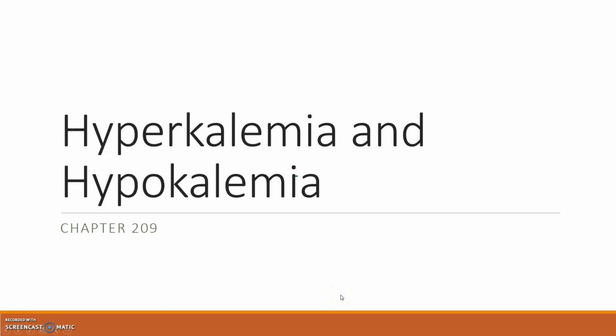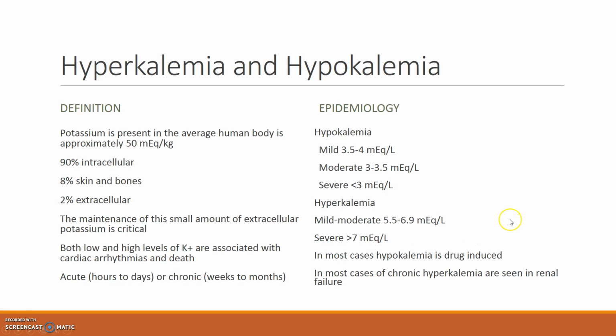This lecture is about hyperkalemia and hypokalemia. We're going to be looking at low and high, or elevated, potassium levels. Potassium is present in the average body at approximately 50 milliequivalents per kilogram, and 90% of that's intracellular. 8% is within the skin and the bones, and 2% is extracellular. So this maintenance of that small amount of extracellular potassium is critical, about 2%.